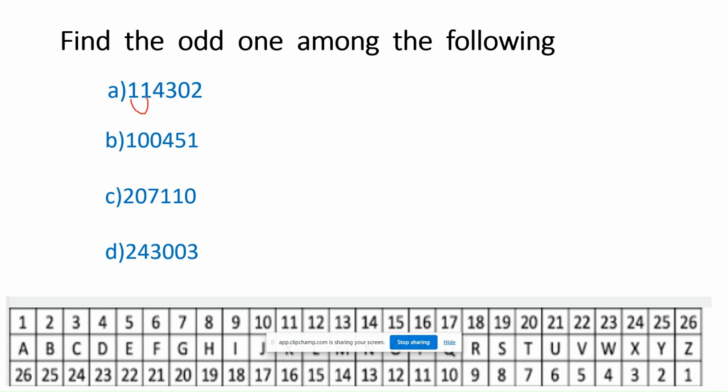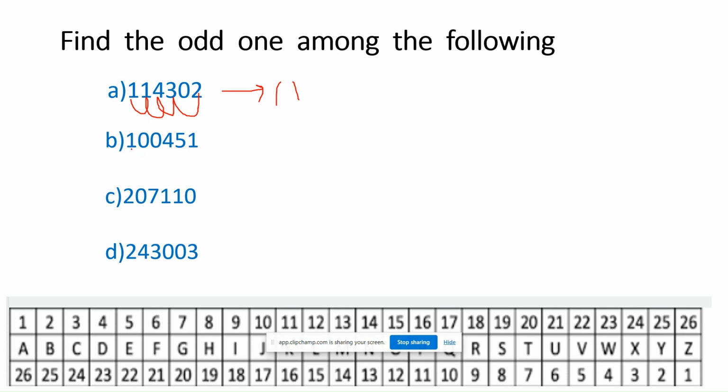1 plus 1 is how much? 2. Okay, 2 plus 4 is 6. 6 plus 3 is 7, 8, and 9. 9 plus 2 is how much? 11. So I will write it as 11. Okay, now the same way, let us see the next number.